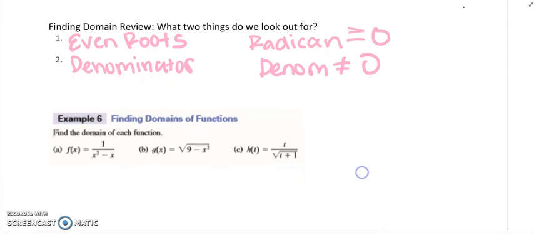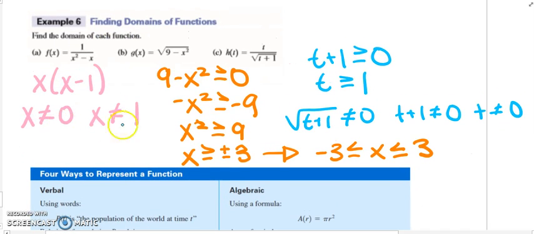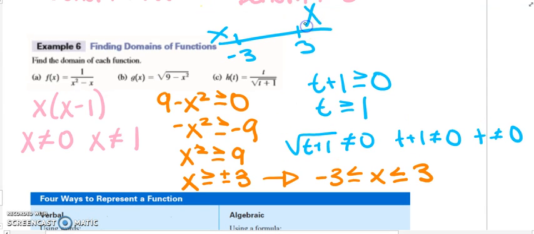Okay, so I want you to stop. This is a review and find the domain of each function. Okay, so here we have x cannot be equal to 0, x cannot be equal to 1. That's because I set my denominator equal to 0, set my even root greater than or equal to 0, and solved. But I get 2 different answers. This is where you would test negative 3 and 3 and pick out which ones are, in this case, sorry, greater than or equal to 0, so positive. And this is what you'll get.